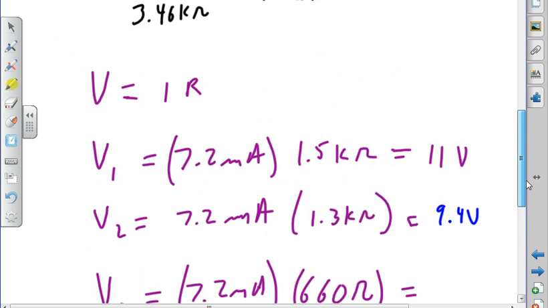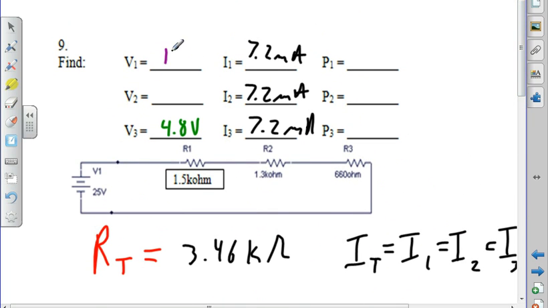And then 11. And 9.4. And then I add those up. I need to get to 25, and I get to 25.2. And I say, well, that's good enough.